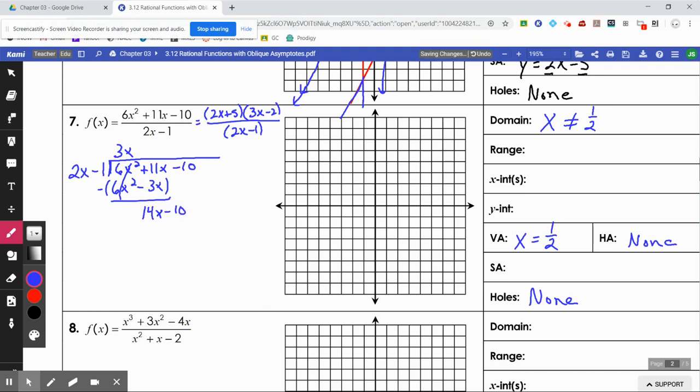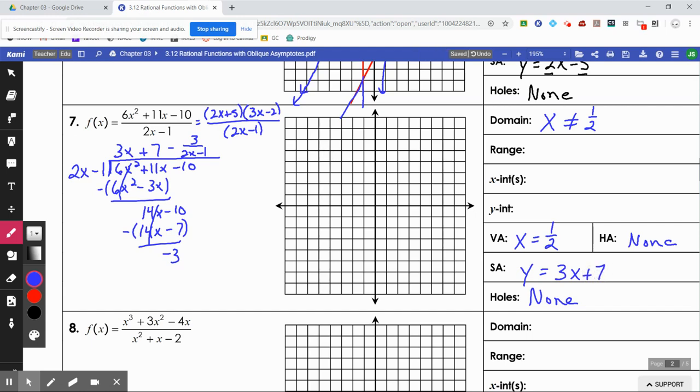2x into 14x goes 7 times. 7 times 2x is 14x minus 7. When you subtract that, the 14x cancels. Negative 10 plus 7 gives you negative 3. So there's your remainder: minus 3 over 2x minus 1. So therefore, your slant asymptote is going to be located at y equals 3x plus 7. And that's the only thing we'll need that for.